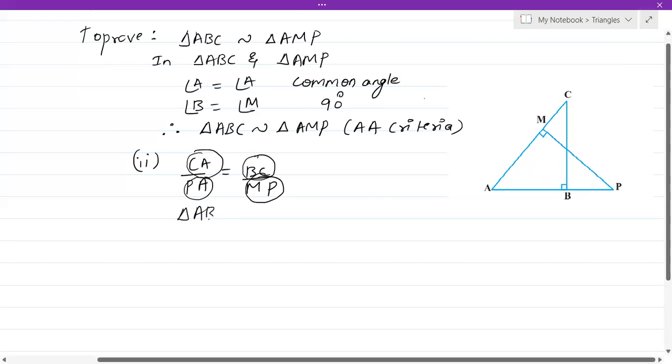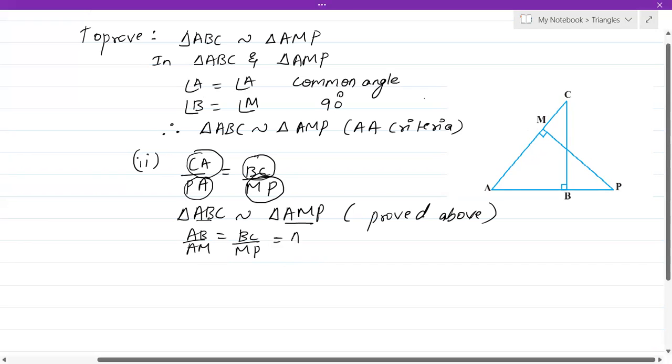Triangle ABC is similar to triangle AMP. We have proved it above, so let's not prove it again. If two triangles are similar, corresponding sides are in proportion, isn't it? So how do we take the corresponding sides? The first two alphabets, AB and AM. So the ratio AB by AM is equal to the next two alphabets, BC by MP, and the next two alphabets, AC by AP.